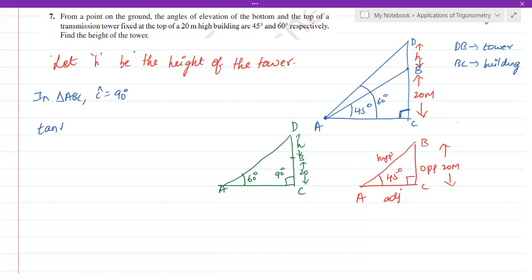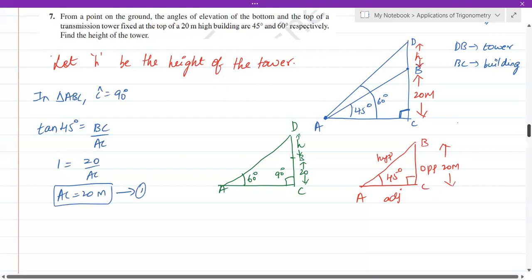Tan, what is the angle? 45 degrees. Tan is opposite by adjacent. Opposite is BC. Adjacent is AC. Now tan 45 is 1. BC is 20, AC as it is. If you cross multiply, you get AC as 20 meters. So AC is 20 meters. Let's take it as equation 1.